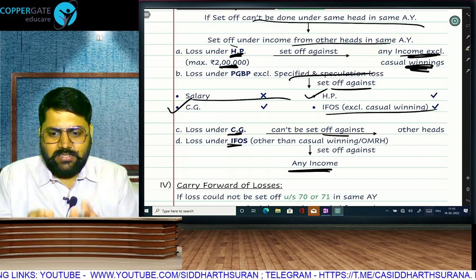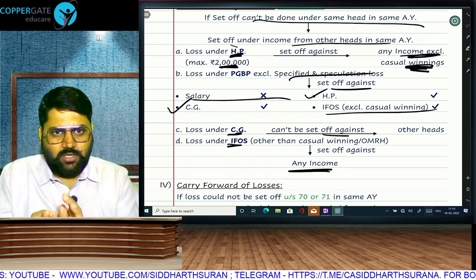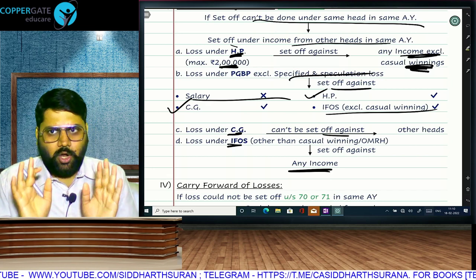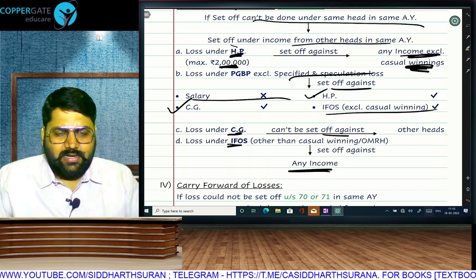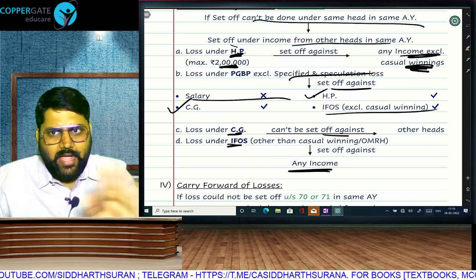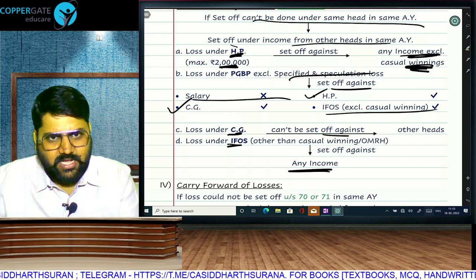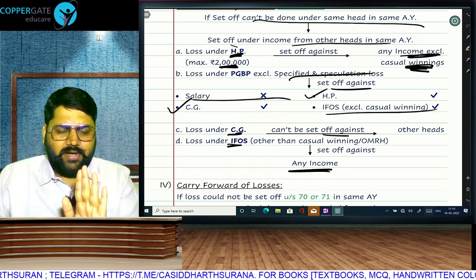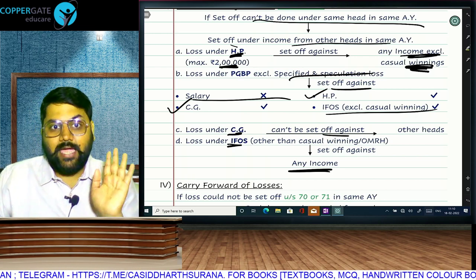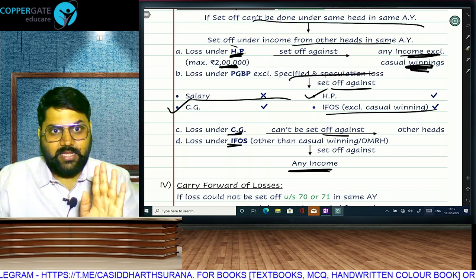Under capital gains, short term loss against long term gain, short term gain both, long term loss only against long term gains, other heads not allowed, directly carry forward. In other sources, casual losses, no set off, no carry forward. OMRH losses against OMRH profits otherwise carry forward, and other losses can be adjusted against IFOS excluding casual winnings. OMRH included but excluding casual winnings.